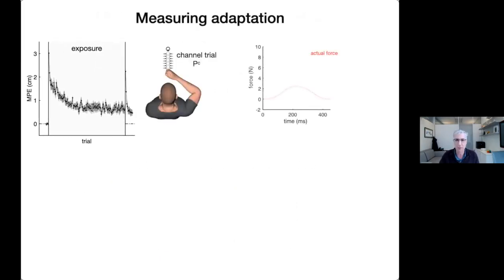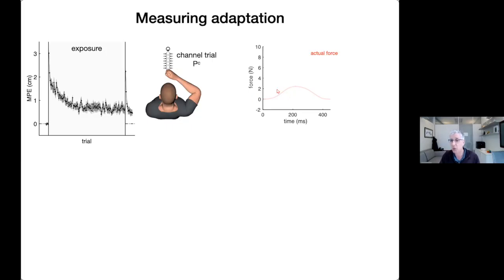So a technique has been developed in the field where occasionally on probe trials, maybe 1 in every 10, rather than apply the force field, we apply a stiff one-dimensional spring, a channel, which constrains the hand to move straight to the target. So from the participant's point of view, they have a lovely movement straight to the target. They think they've done a great job. But from our point of view, we can measure the forces they produce into the channel wall as a measure of what they anticipated the force was going to be.